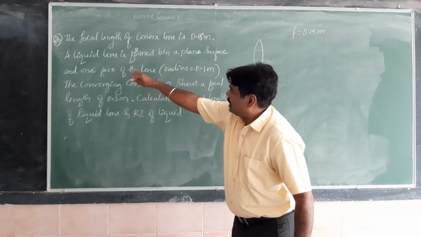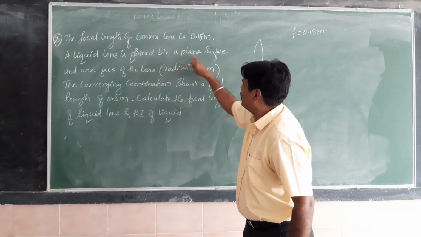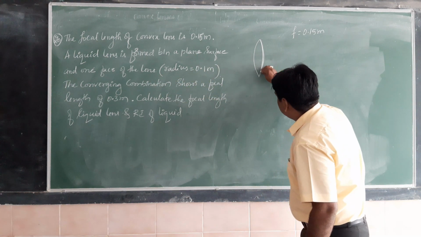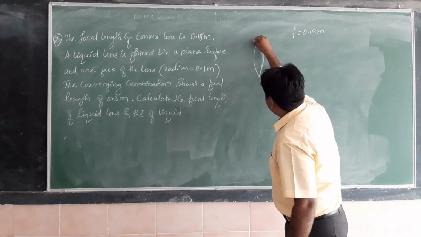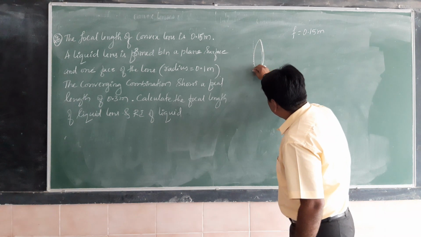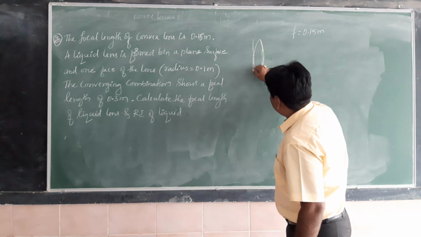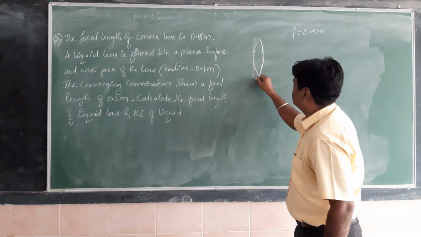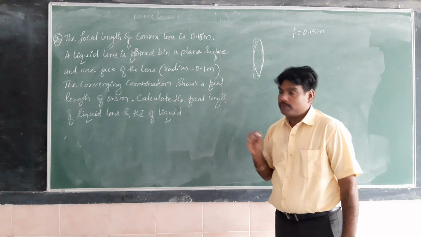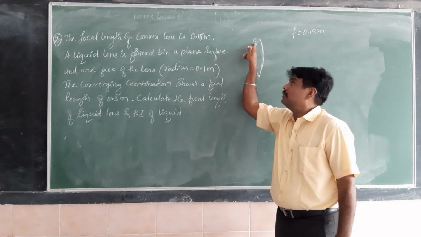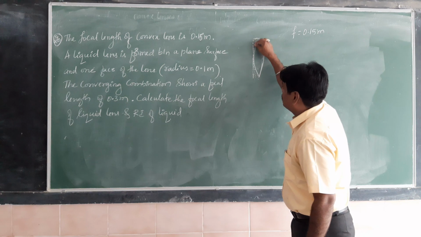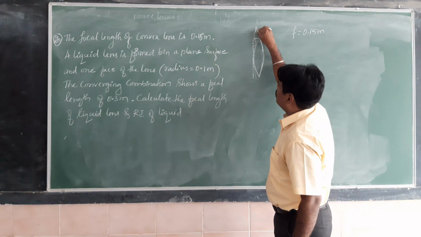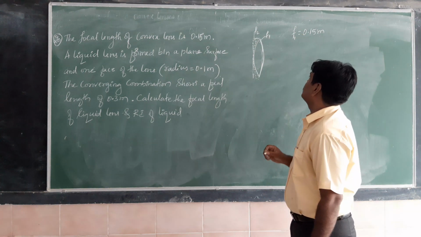Now, how is the lens placed? A liquid lens is formed between a plane surface and one face of a lens. See here, a liquid lens is formed here. If I place a plain glass, and the space between the plain glass and the lens is filled with water, it is not a biconcave lens. It is a plano-concave lens. This lens is made by liquid. So this lens has focal length f2, and I will consider the convex lens as having focal length f1. f1 is given as 0.15.